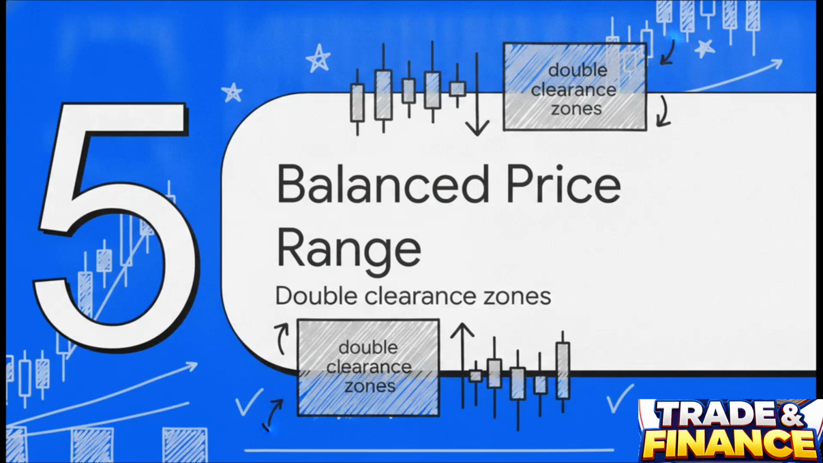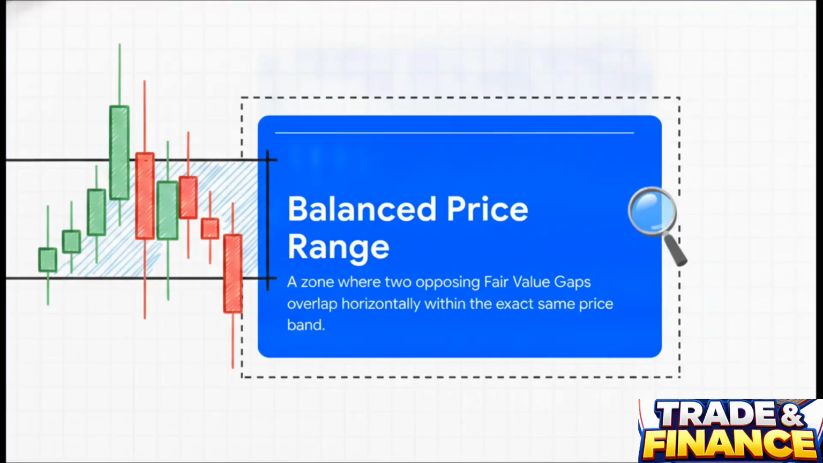Section 5, the balanced price range. Now let's look at how these concepts stack together to form one of the most highly advanced structural states you can find on a chart, the balanced price range, or BPR. A BPR is created by extreme dual-sided volatility. Price expands aggressively in one direction, leaving a fair value gap.